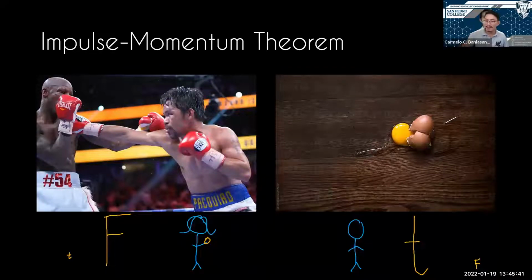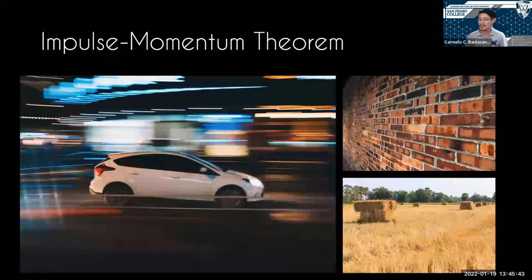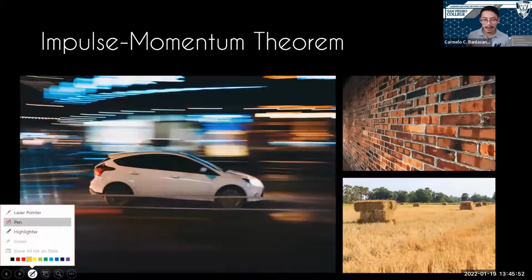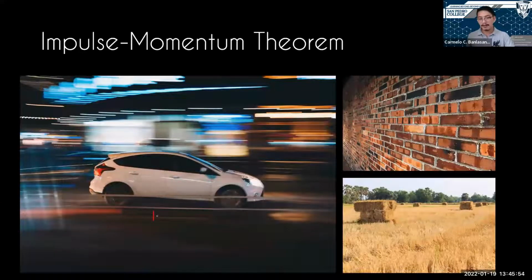Now let us apply that in the context of car collisions. So for example, we are inside a car traveling at a speed of 100 kilometers per hour. Napakabilis, no? 100 kilometers per hour, for example. And then, hindi gumana yung brake, for example. Nag-malfunction yung brake.